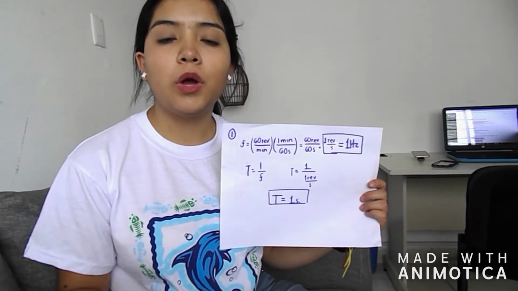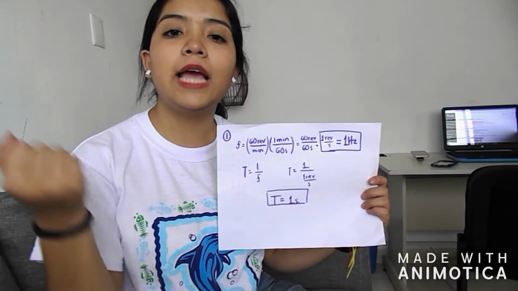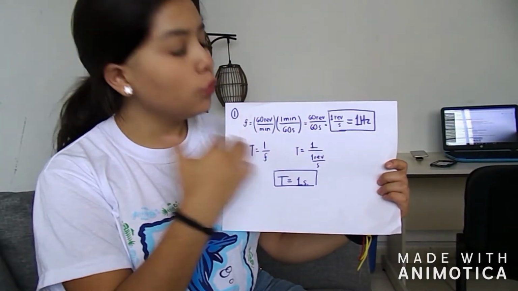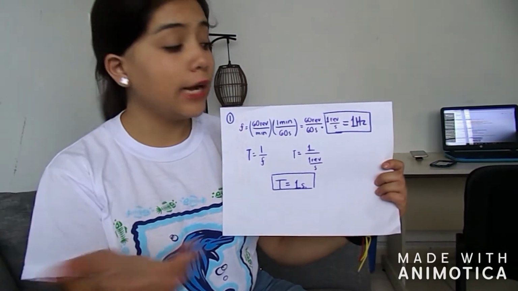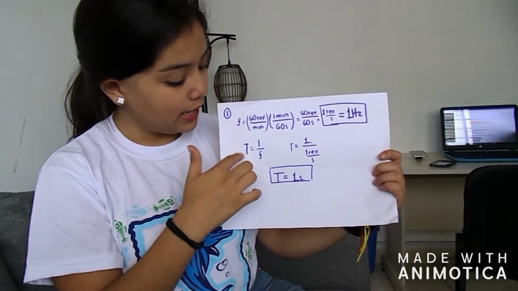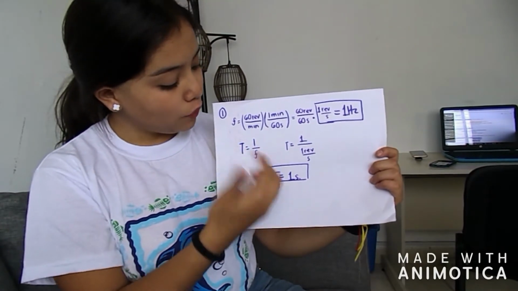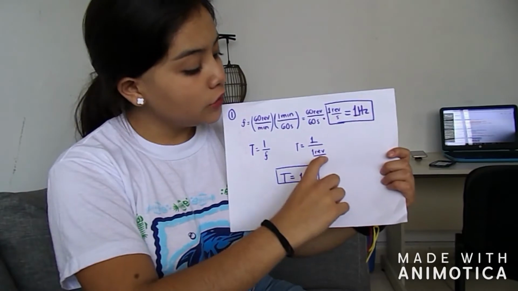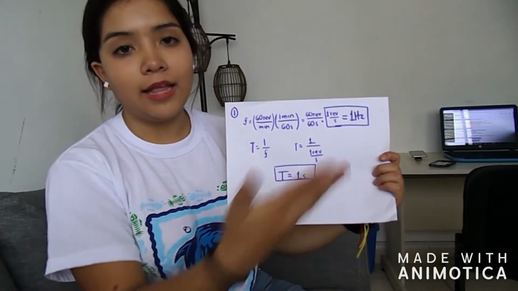In problem number 1, they are asking us for frequency and period. So they give us 60 revolutions per minute, we convert them to revolutions per second, and that gives us 1 hertz, or the frequency. And the period is with this formula, 1 over frequency, and we substitute our values and it gives us 1 second, and it's the period.